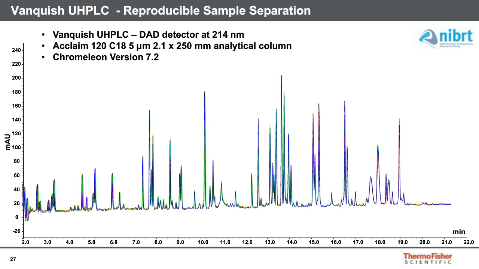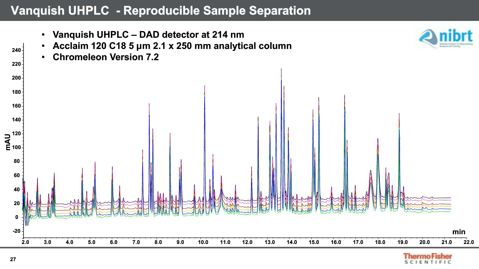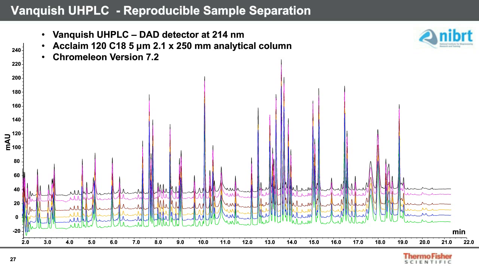The chromatograms shown in this example were generated following the analysis of a different monoclonal antibody using the same Acclaim C18 column, but this time on a Vanquish coupled to a diode array detector. And again, the separation efficiency and reproducibility in terms of retention time and peak area observed were excellent across different analyses of the protein digest samples.